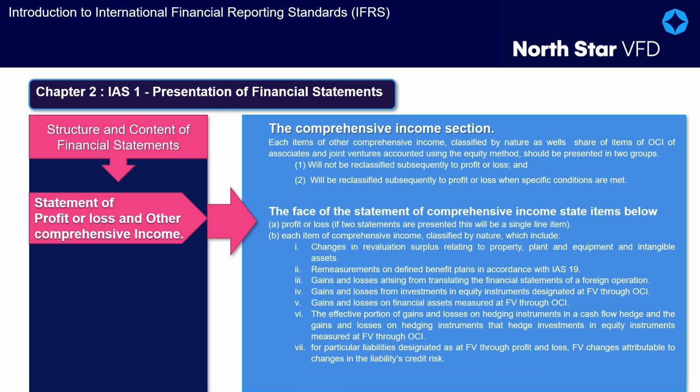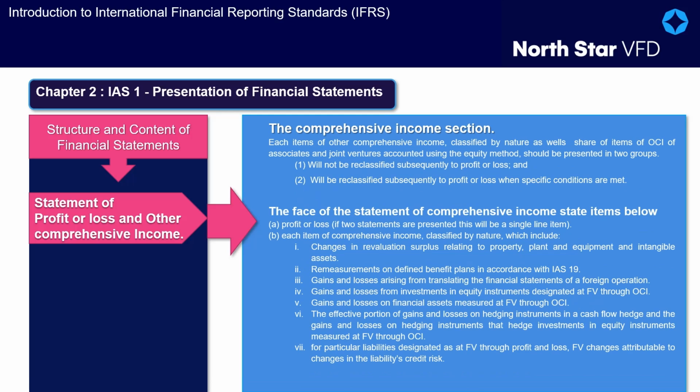A. Profit or loss. If two statements are presented, this will be a single line item. B. Each item of comprehensive income, classified by nature, which include: 1. Changes in revaluation surplus relating to property, plant and equipment and intangible assets. 2. Remeasurements on defined benefit plans in accordance with IAS 19. 3. Gains and losses arising from translating the financial statements of a foreign operation.